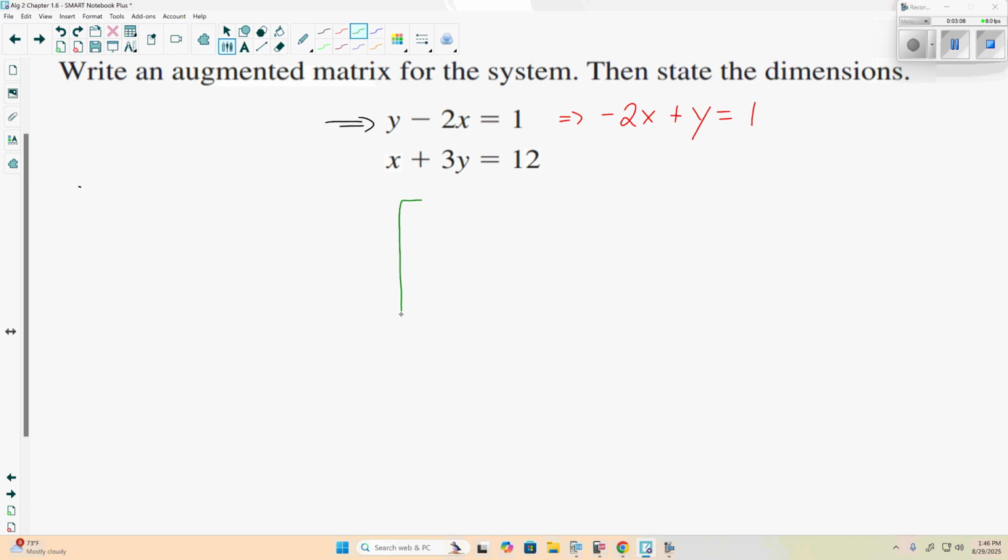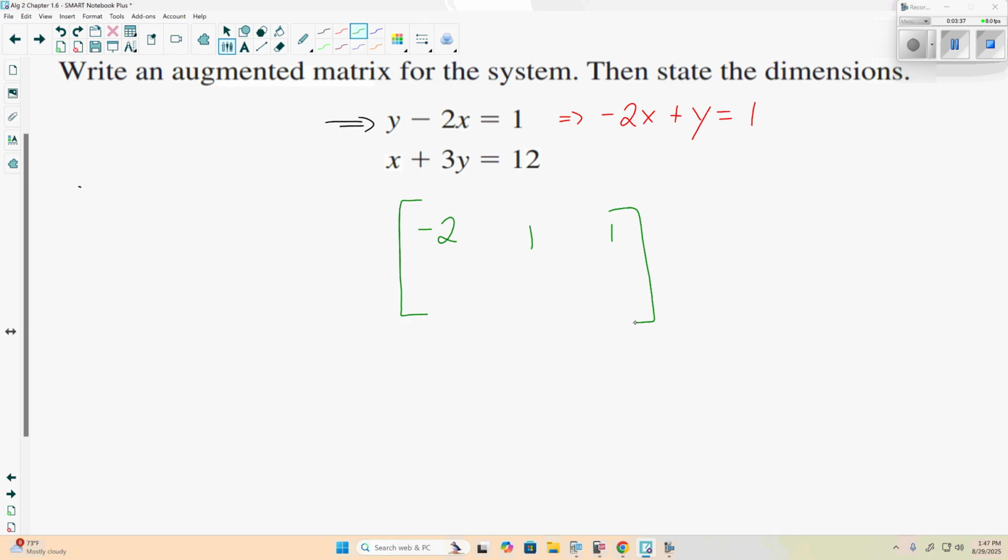All right. Now when we write this augmented matrix, we take the coefficients, the number in front of each variable. So the number in front of x is negative 2. The number in front of y is 1. And then we put the number that it's equal to, which is 1. So our first row is negative 2, 1, 1. Are you ready for the second row?